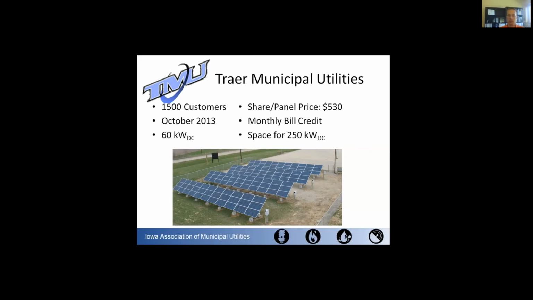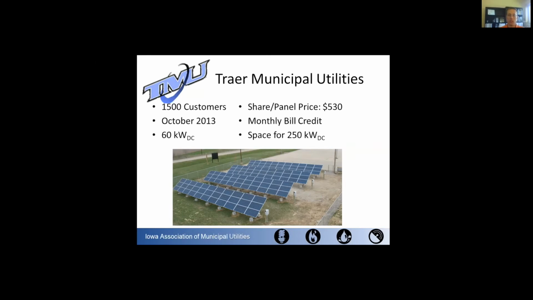You can see the picture there, and everyone in the community who was interested in solar was able to participate and purchase as much solar as they desired for their needs. In this particular project, each share equated to a single solar panel, and that was $530. The municipal utility designed and built the system, and they are providing monthly bill credits to each participant in the project for, I believe, 20 years.